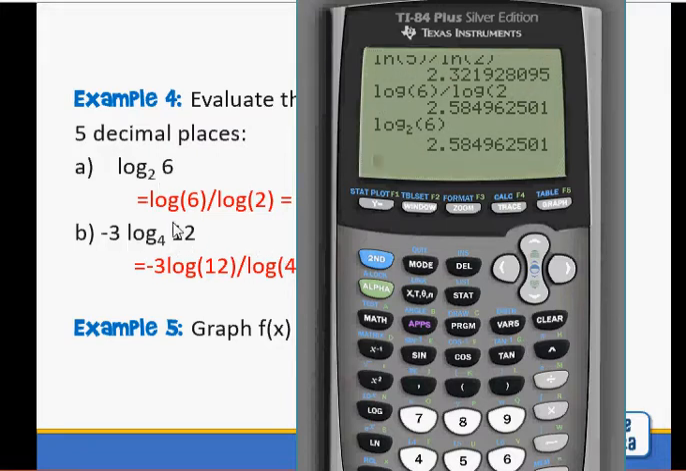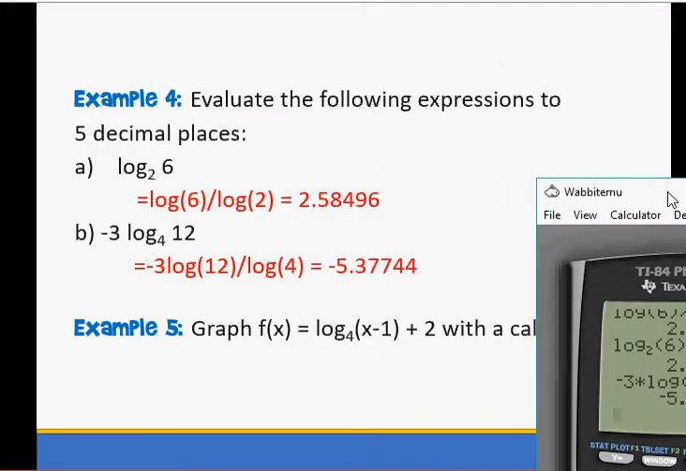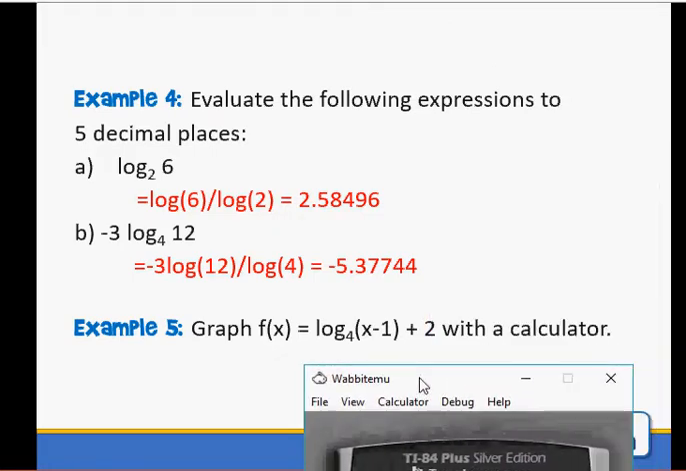Okay? And you want to be able to do more complicated expressions, so we could do -3 times. I want to do log base 4 of 12, so I could do log or natural log of 12. Close it up. As soon as you close the log, divide by the log of the base you want it to be, and you'll get your value and round to however many decimal places you want. Okay?